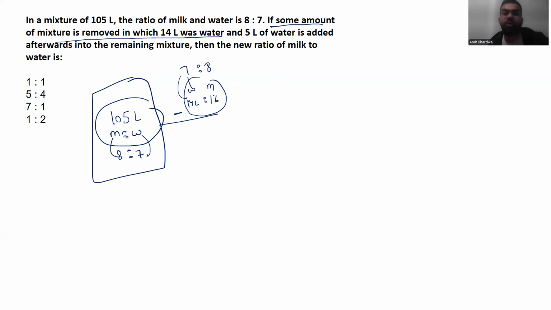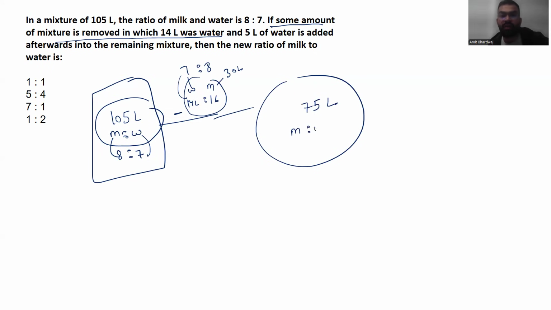Again, you are removing how much? You are removing 30 liter. So finally you have the quantity 105 minus 30, and that will become 75 liter. Again this ratio of milk and water will be 8 is to 7. What is the point? The point is 5 liter of water is added, right?